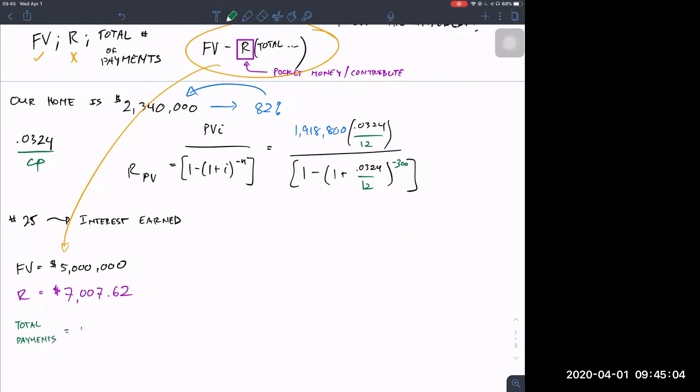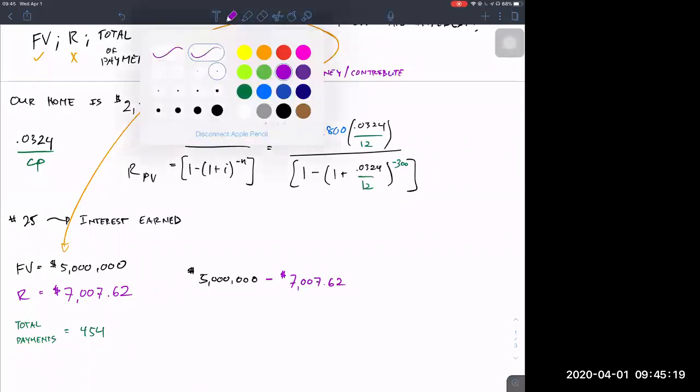actually you should have gotten this because you got the R value correct. So it's just the same exact setup right here. It will be 5 million minus 7,062 times 454.